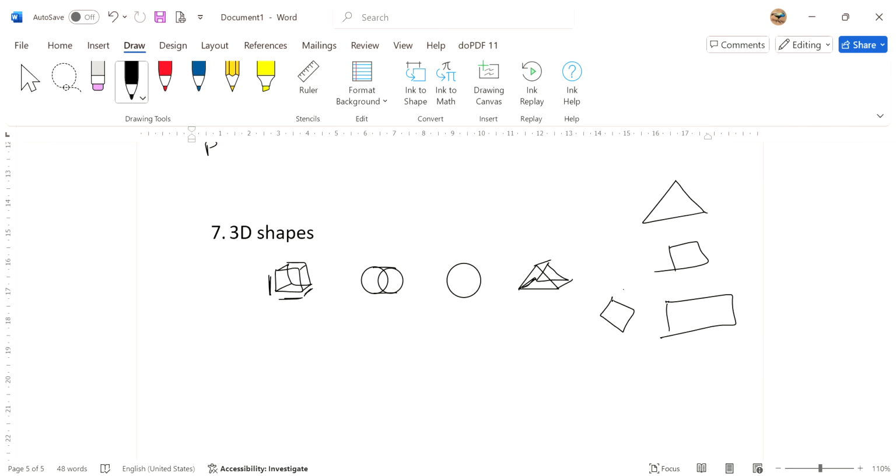Alright. Next one is going to be about angles, the types of angles, how to measure them, how to make them, etc. That's it for the video.